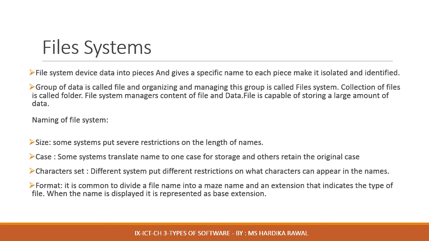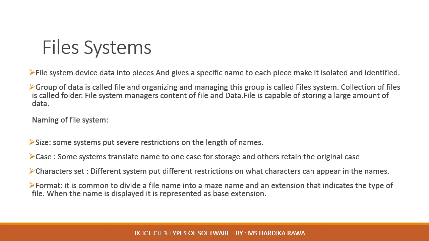The file system manages the content of a file and metadata. That means data about data. A file is capable of storing a large amount of data cheaply, reliably and persistently. Operating system designers have found ways to implement files that make the common file-like style of access very efficient.